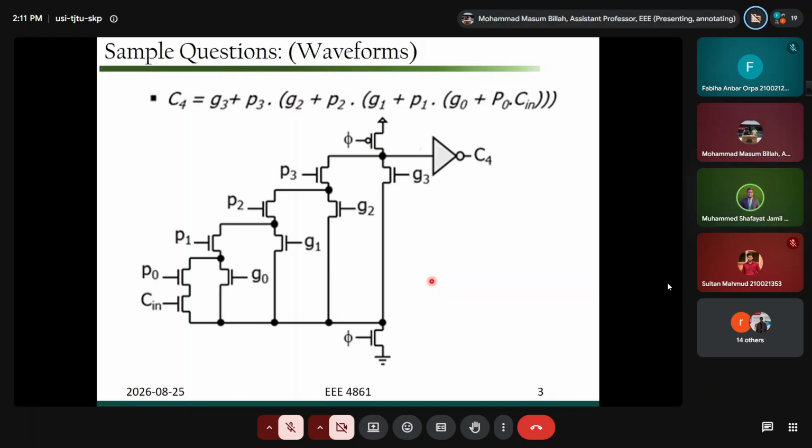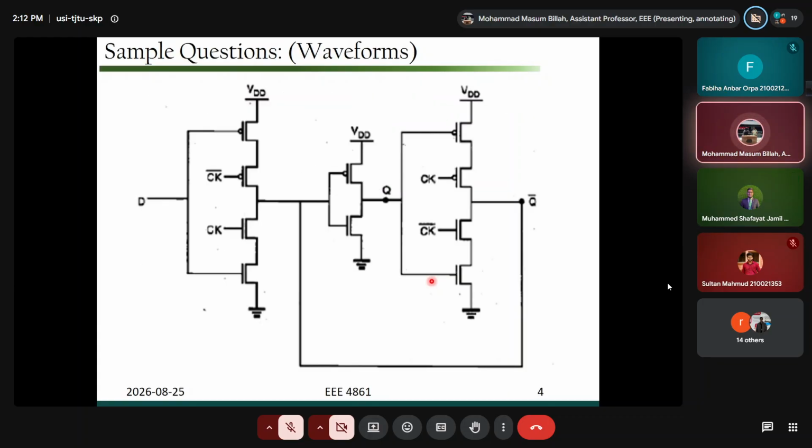So do we need to find the equation as well, Nakita? No. Equation will be given. What you need to do is calculate C4 either using digital data in a truth table or maybe a waveform. Understood, Jamil? Yes, sir.